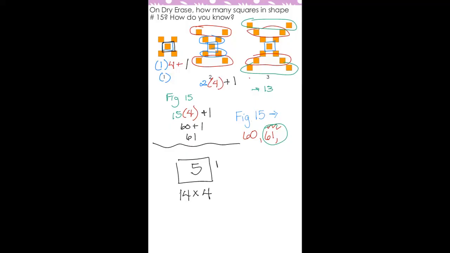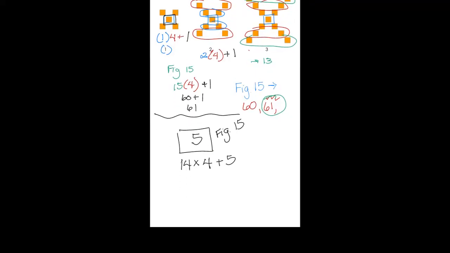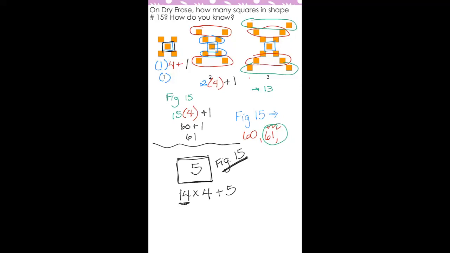So this would be figure 15: 14 times 4 plus 5. That's basically what I saw too. Whatever the figure number is, you would take 1 less than that times 4, and then add the 5, which were in here. Okay? Anybody else got a different method?